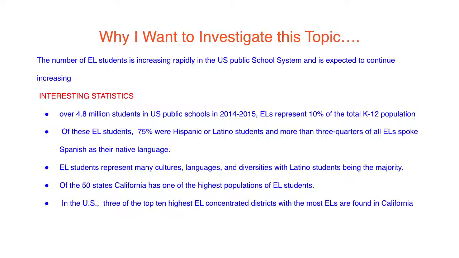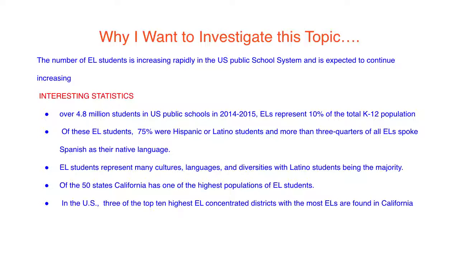I chose to investigate this topic and choose it as my area of interest as I began looking at the statistics of the number of English language learners in our school and the number of them that were facing problems and challenges and falling below academic proficiency levels. And so some of these statistics are that there are over 4.8 million students in the U.S. public school system in 2014-2015 school year, and ELs represented 10% of the total K through 12 population. 10% of the population isn't meeting the minimum requirements and needs and are not developing English language speaking, writing skills. What can we do to help?